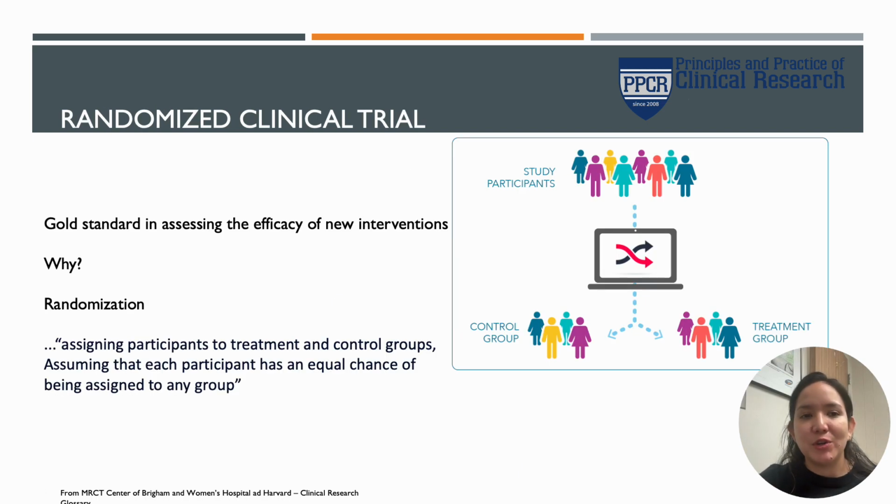So we already know that a randomized clinical trial is the gold standard for assessing the efficacy of any new intervention. The reason is the randomization itself, which is basically a process that assigns the participants to either the treatment or control group, assuming that each subject has the same chance of being in either group. It's very simple, the concept.